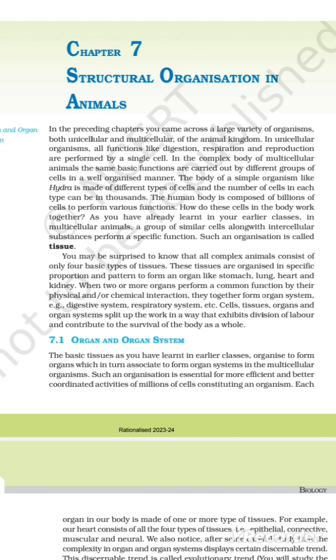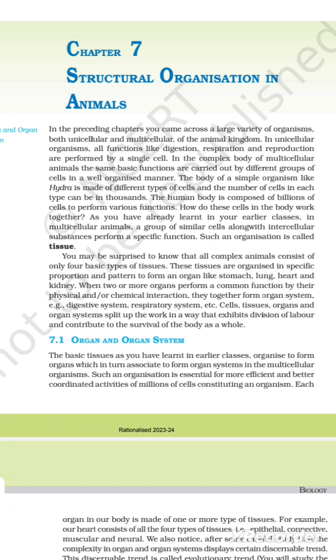a well organized manner. The body of a simple organism like Hydra is made up of different types of cells, and the number of cells in each type can be in thousands. The human body is composed of billions of cells to perform various functions. How do these cells in the body work together? As you already learned in your earlier classes, in multicellular animals, a group of similar cells along with intercellular substances perform a specific function. Such an organization is called tissue.